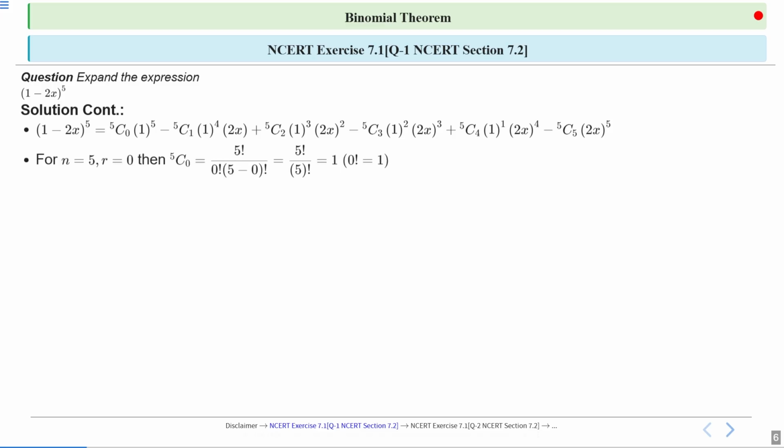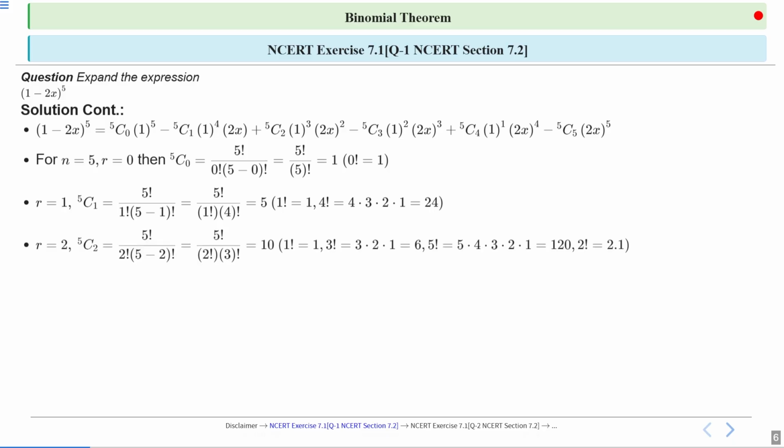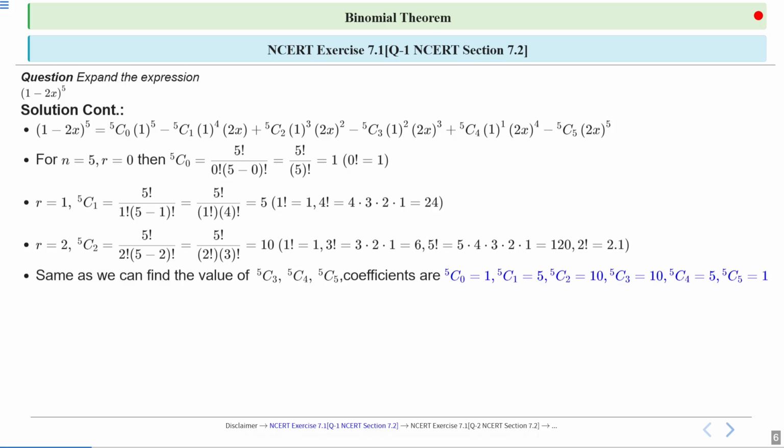For n equal to 5, r equal to 0, we have 5C0 equal to 5 factorial upon 5 factorial, which is equal to 1. For r equal to 1, 5C1 is 5. For r equal to 2, 5C2 is 10. Similarly, we can calculate the remaining coefficients 5C3, 5C4 and 5C5. So these are 10, 5 and 1 respectively. So our coefficients are 5C0 is 1, 5C1 is 5, 5C2 is 10, 5C3 is 10, 5C4 is 5, 5C5 is 1.